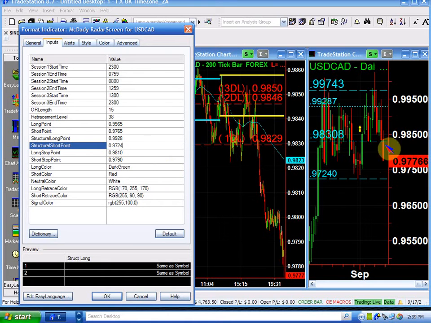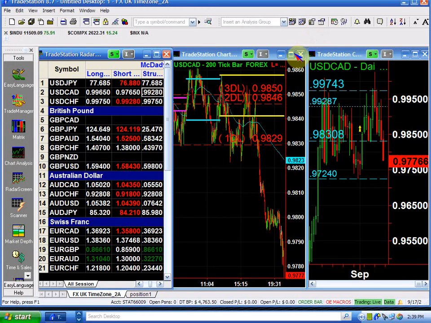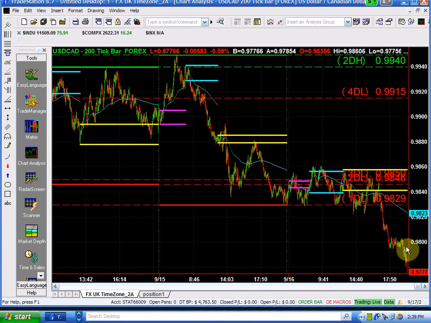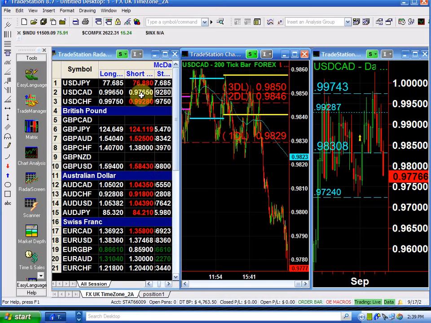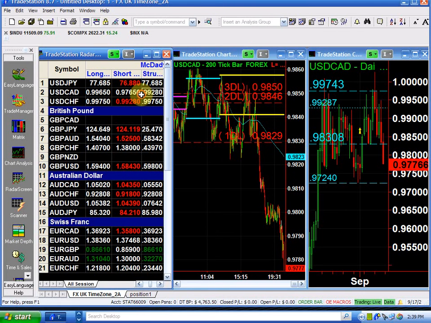And if I'm going to go short below 97.65, there's no place to place my short stop. There's nothing. So the only thing I can take is the 98.23. My short stop.